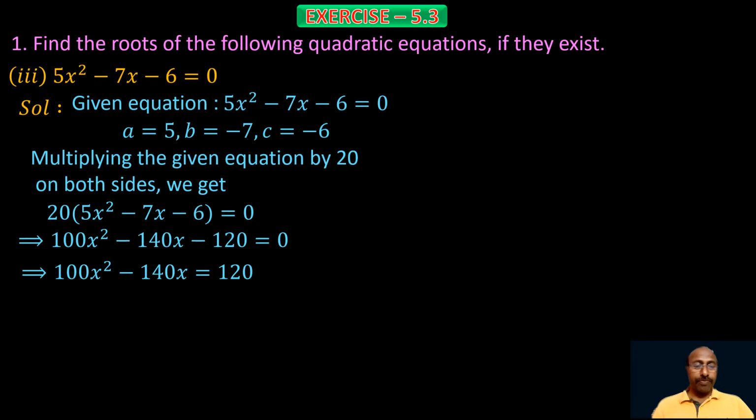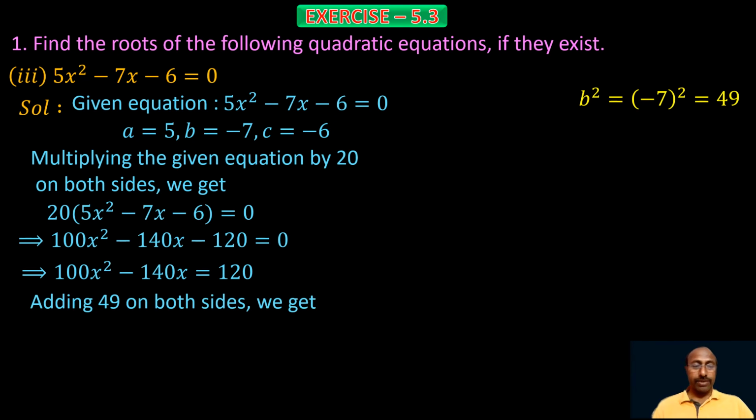And now in the second step we have to add the term b square on both sides. And what is b square here? The b square is equal to minus 7 whole square, that is 49. That is, we have to add 49 on both sides of the equation. So adding 49 on both sides, we get 100x square minus 140x plus 49 is equal to 120 plus 49.